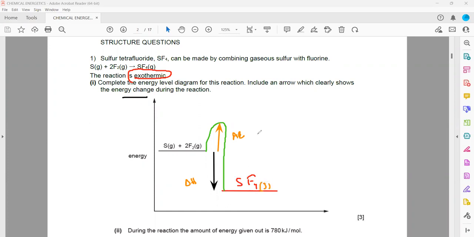That's right. So why is it 3 marks? 1 mark is for drawing the arrow correctly, and the direction of the arrow is also important. For an exothermic reaction, the first mark is for the position of the product, which should be below the reactant. The second mark is for labeling the product. If you write SF4, it's fine. If you write SF4 and its state as well, that is also fine. And the third one is the direction for the energy change arrow, which will point downward.